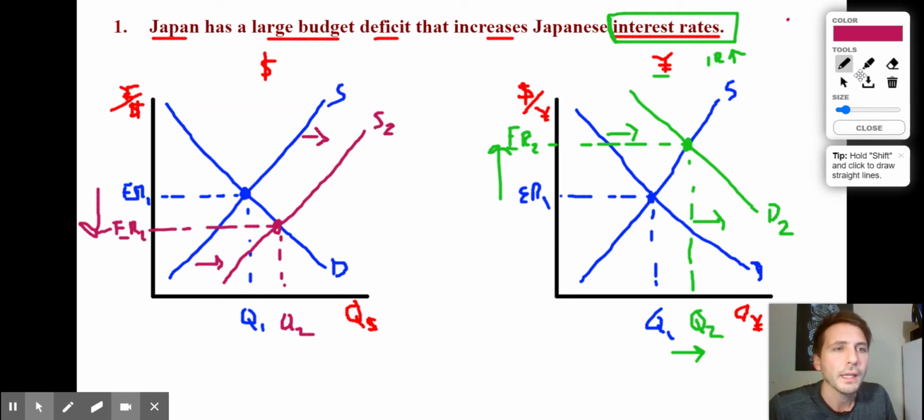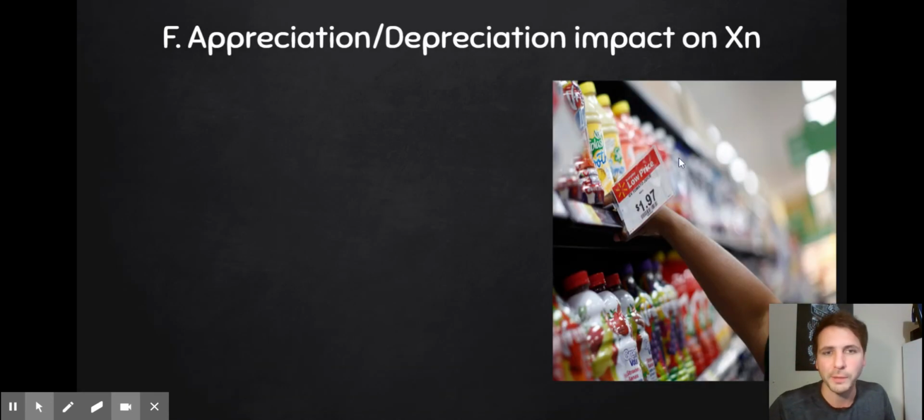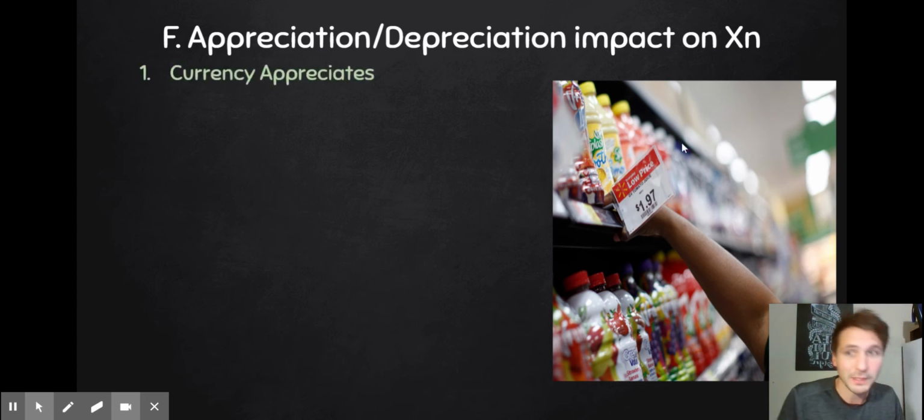Okay, let's keep going. Concept 6.5. Be super fast. Last one for this video. For concept 6.5, appreciation and depreciation actually impacts net exports as a secondary impact. First, we have the appreciation or depreciation. Secondarily, it impacts net exports. And that's a big deal because net exports impacts aggregate demand, and aggregate demand impacts GDP, which can impact our recession or inflationary gains. Big deal, right?